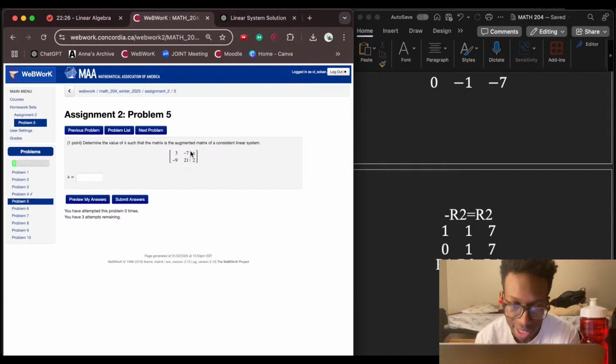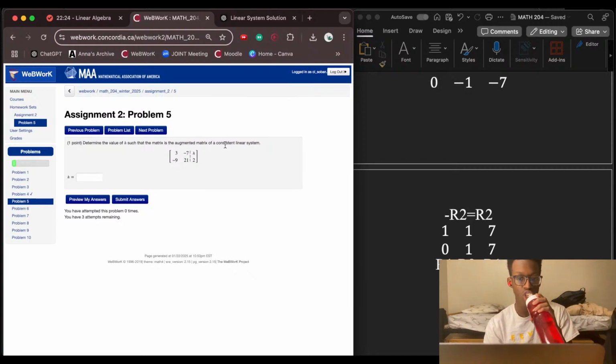For this one, we're to determine the value such that the system is a consistent linear system. Let's figure out what a consistent linear system is again.